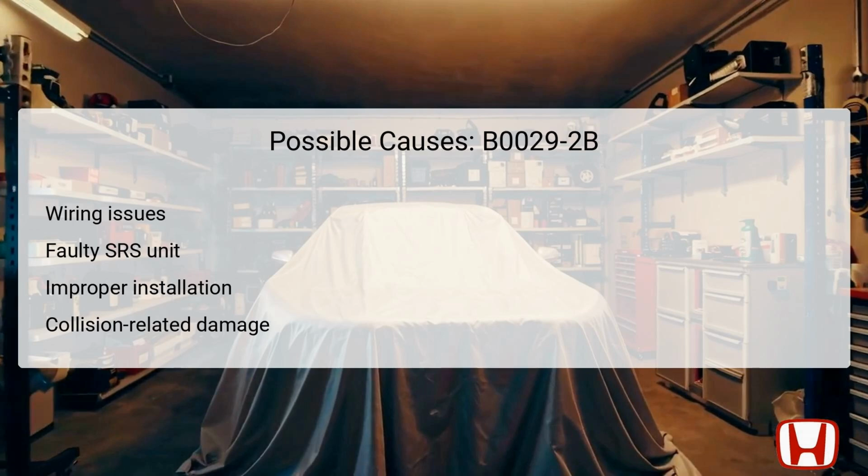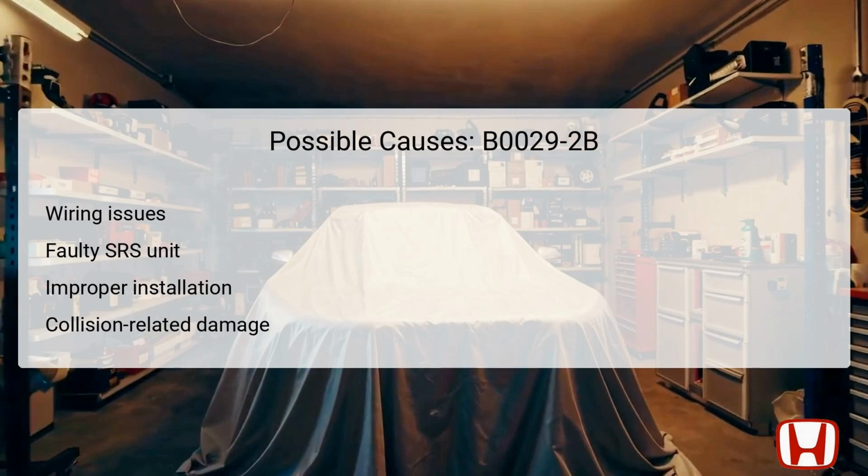The potential causes for DTC B0029-2B can be summarized as issues with the wiring harness, a faulty SRS unit, improper installation of replacement parts following a collision, or collateral damage that occurred as a result of an accident. Wiring issues can manifest as shorts or breaks in the insulation, often caused by wear and tear or improper routing.